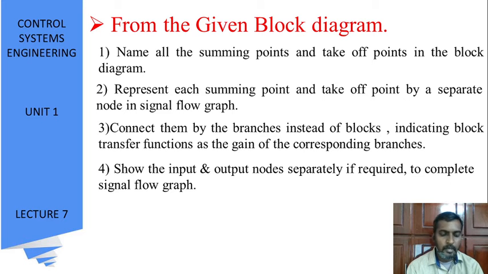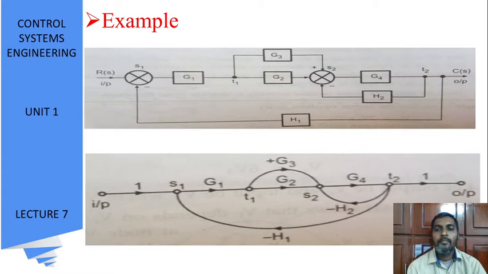From the given block diagram, name all the summing points and takeoff points in the block diagram. Represent each summing point and takeoff point by a separate node in the signal flow graph. Connect them by branches instead of blocks, indicating the block transfer functions as the gain of the corresponding branches. Show the input and output nodes separately if required to complete the signal flow graph.